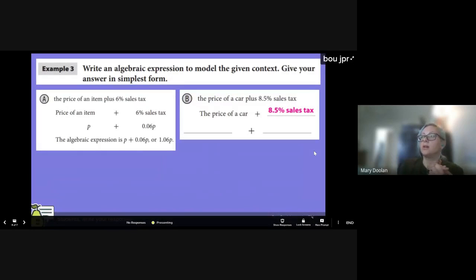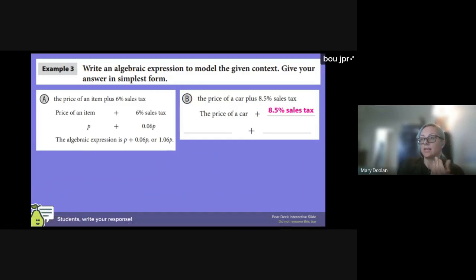All right, so we're going to look at an example, and then I'm going to have you guys help me out on this second example. We're going to write an algebraic expression to model the given context. Give your answer in simplest form. So the example that's already worked out is A, and it's on the left. The price of an item plus 6% sales tax.